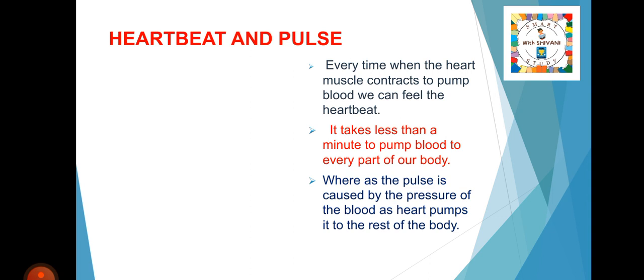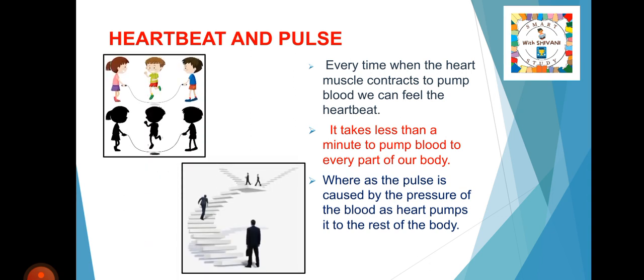Now you can check this by doing a small experiment on your own at home, by climbing up the stairs or by doing skipping, jogging or any other exercise, and then you can feel that there is a difference. The normal heartbeat will be around 70 to 90, and when you do this type of exercise or climbing up, then it will increase.